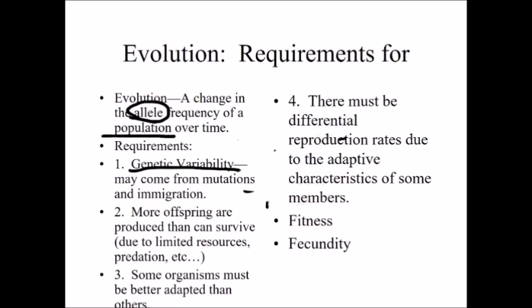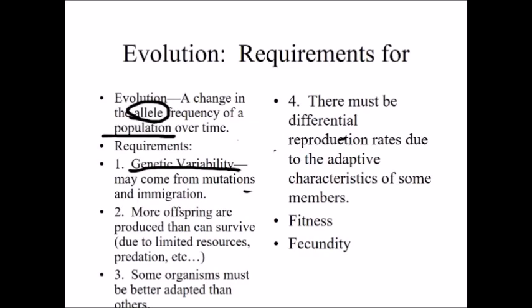Number two, more offspring are produced than can survive. This is where natural selection takes place. Charles Darwin thought that the mechanism of evolution, the process that drives it, was natural selection. Some of the offspring are killed, either due to limited resources, food, water, etc., predation, disease, and so forth.